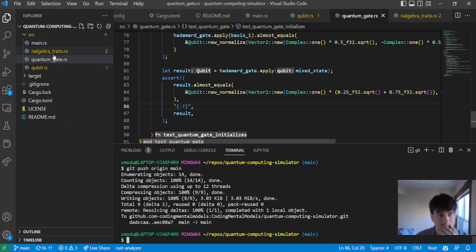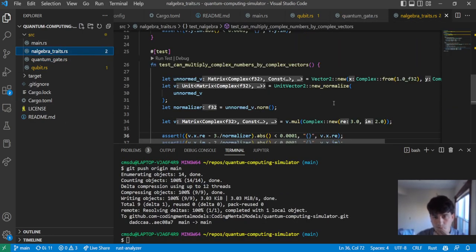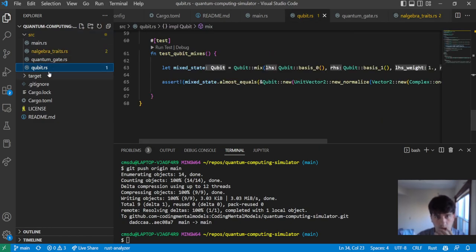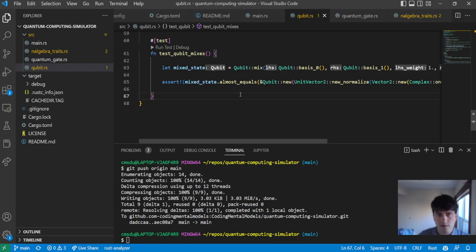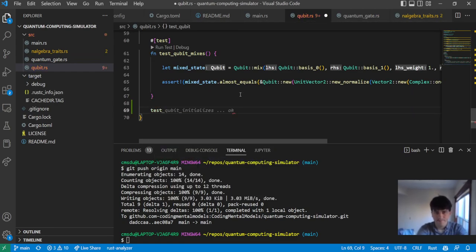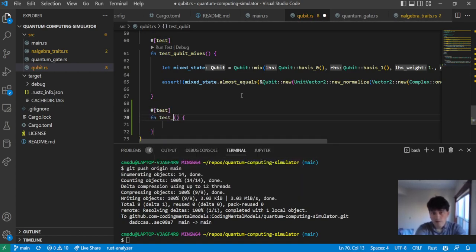All right, all right, all right. So we are approaching the point where we can do what we want. We need to be able to take measurements. That is a thing we need to be able to do. So let's test qubit measures.